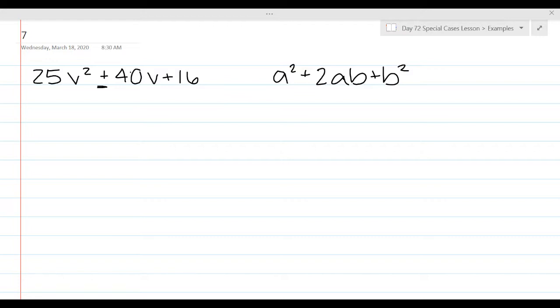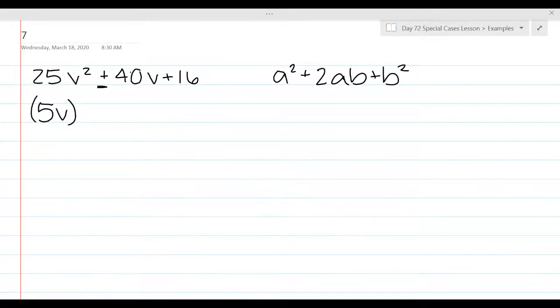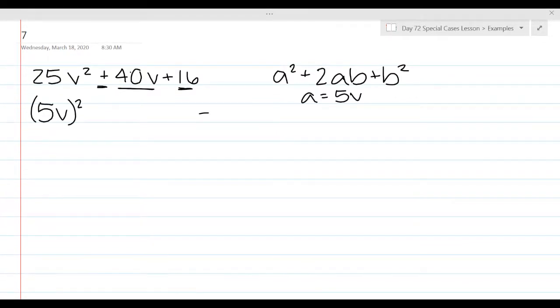Okay, so now we've got to take the square root of 25. It's going to give us 5V squared. So then we know that our A is going to be 5V. Now we're going to have to rewrite this end part, but let's find our B first. So our B is going to be the square root of 16, which is 4.